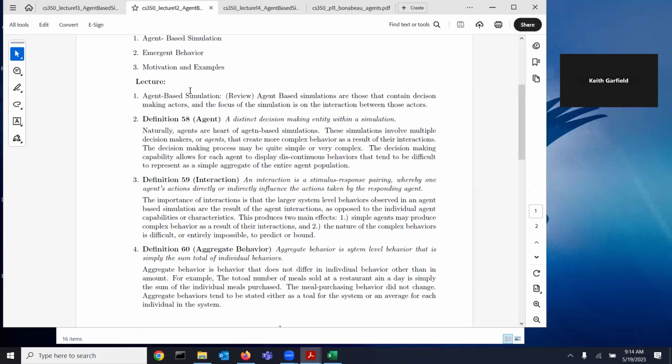Is the stock market going to crash? Well, the stock market is thousands and thousands and thousands of agents all interacting with each other. All right. So what is this notion of an interaction? I'm defining it as stimulus response pairing. One agent's actions directly or indirectly influence the actions taken by another agent.